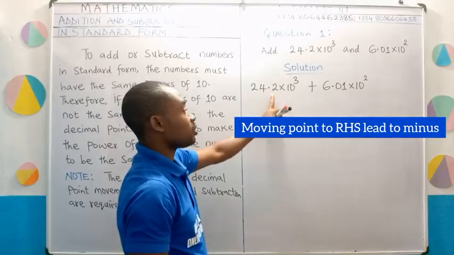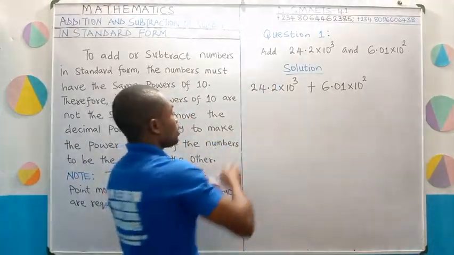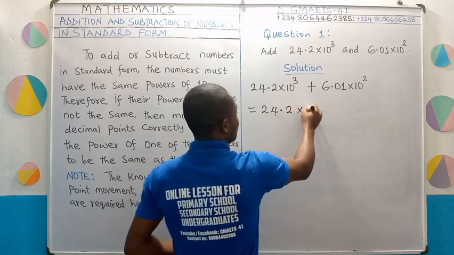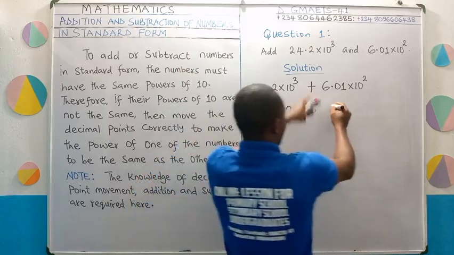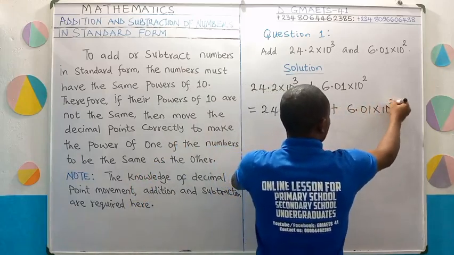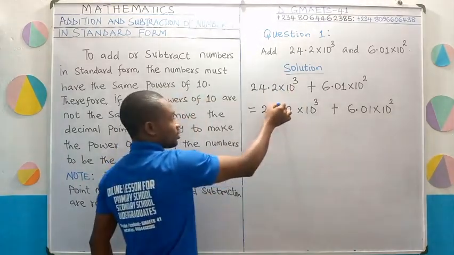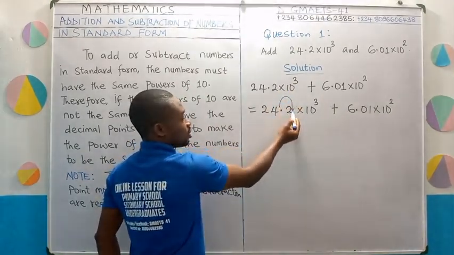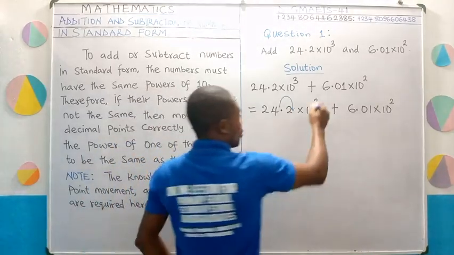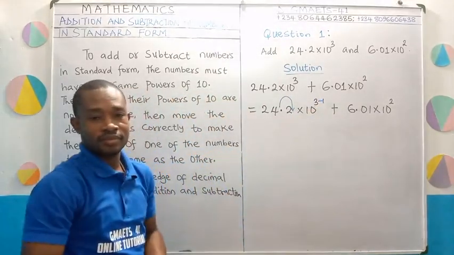Therefore, for this problem, I will move the point to the right once. So I'm going to do this equal to 24.2 times 10 raised to the power 3 plus 6.01 times 10 raised to the power 2. I'll come to this and then move the point once to the right. Something like this. So this is where the point is now. Because I moved the point once to the right, I will minus 1 from power 3.